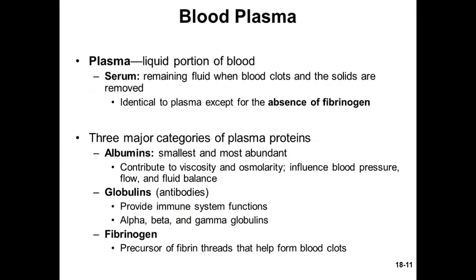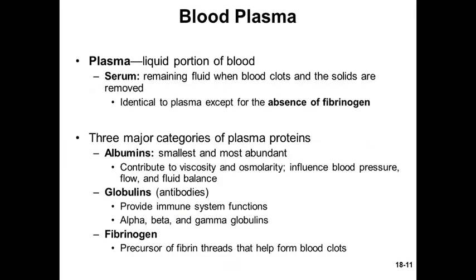What we have in plasma are 3 major categories of proteins. The albumins, which are by far the most abundant, so A for abundant, and they are the smallest of the proteins as well. Albumins are involved with fluid balance and contributing to the thickness and the osmolarity of blood, and can therefore have quite a significant effect on blood pressure.